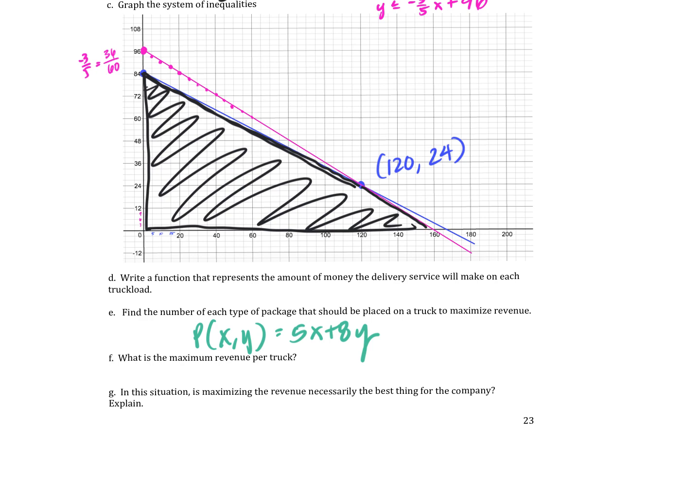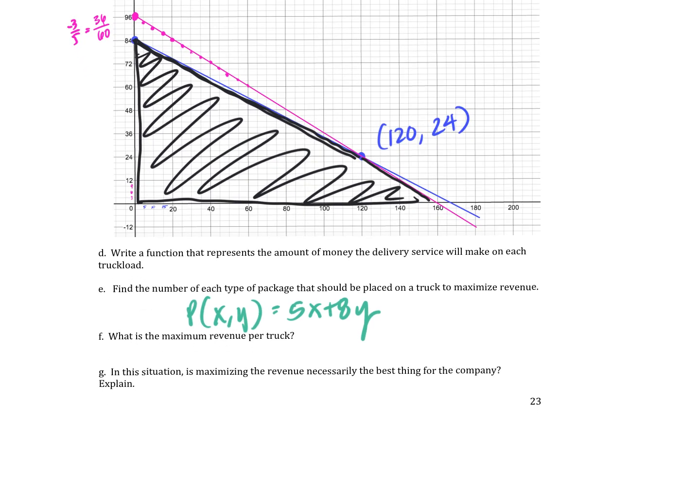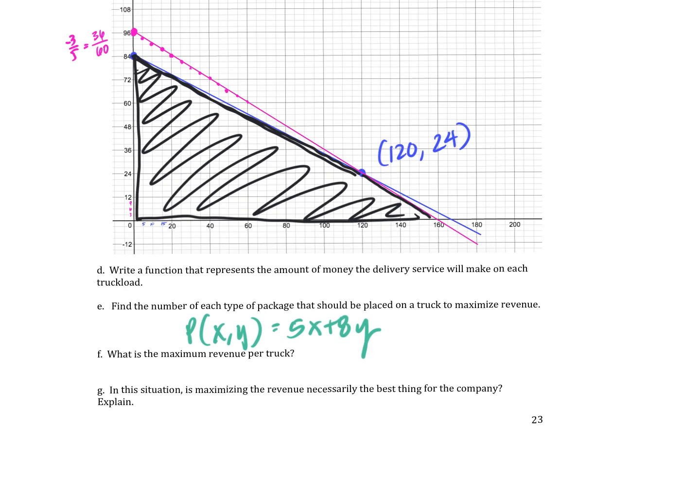I apologize about the spacing. I feel like I gave you the least amount of space to do all this work. What different points are we going to plug in, you guys? 0, 0. How much money are we making if we make 0 boxes and 0? 0. Yeah. 0, 84. 84 times 8.